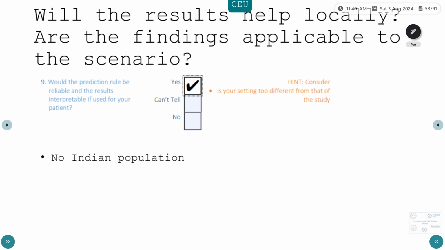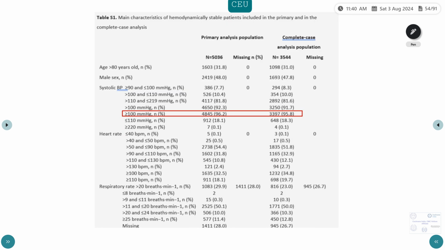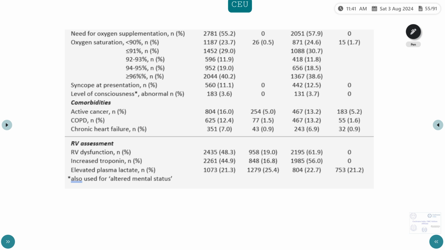Now, will the results apply locally? The study had no Indian population at first. But when we look at the basic characteristics, if we remember the case we had discussed in the beginning, our patient was less than 80 years old, which is around 70% of this population, and he had a systolic BP of 100 by 80, along with a heart rate of 120. So we can see that we can fit our patient into the patient population that they have looked at. It can be applied locally to our scenario as well.